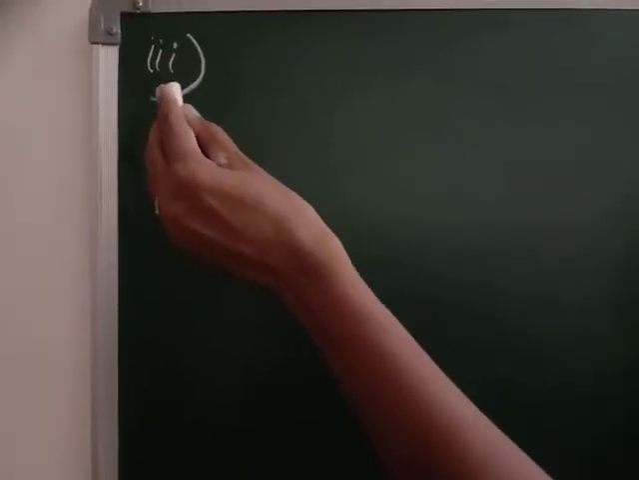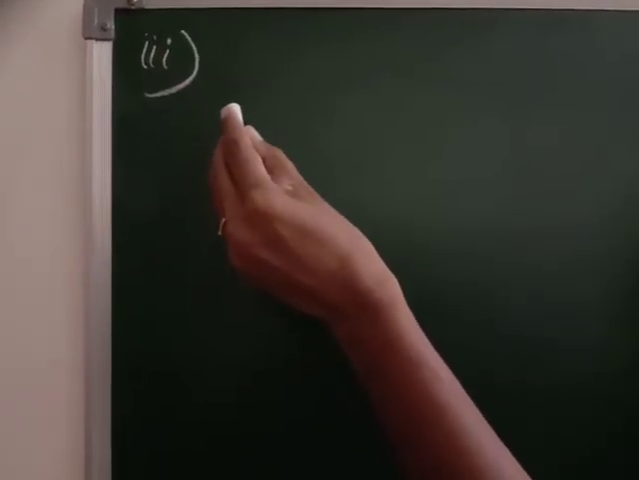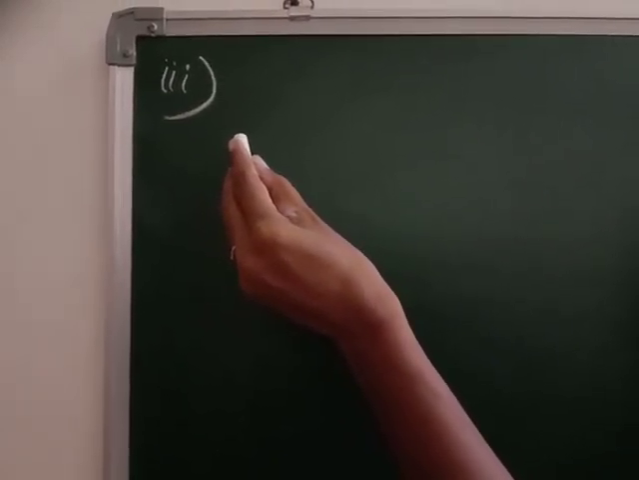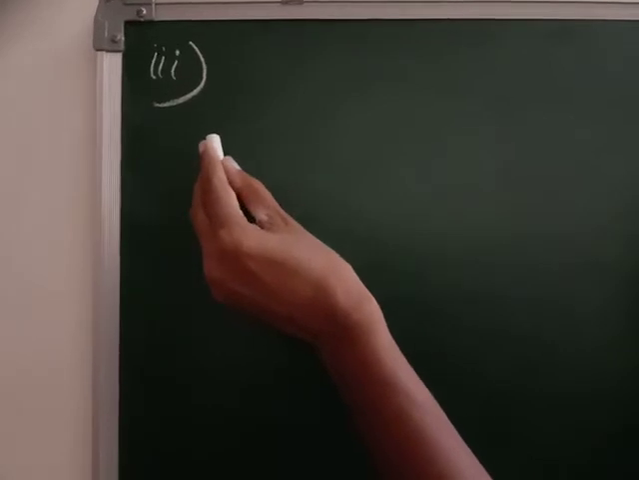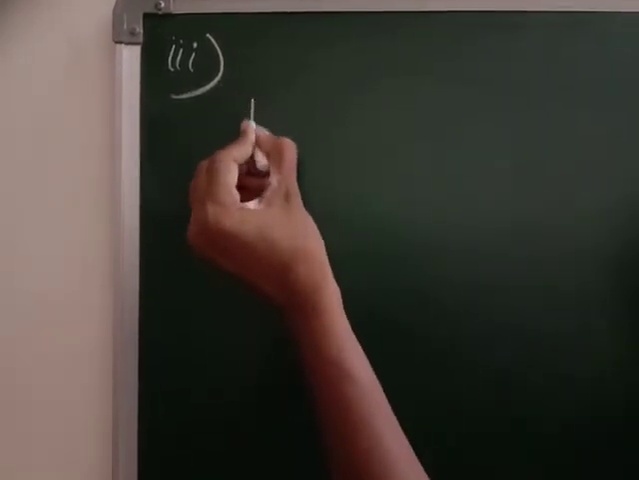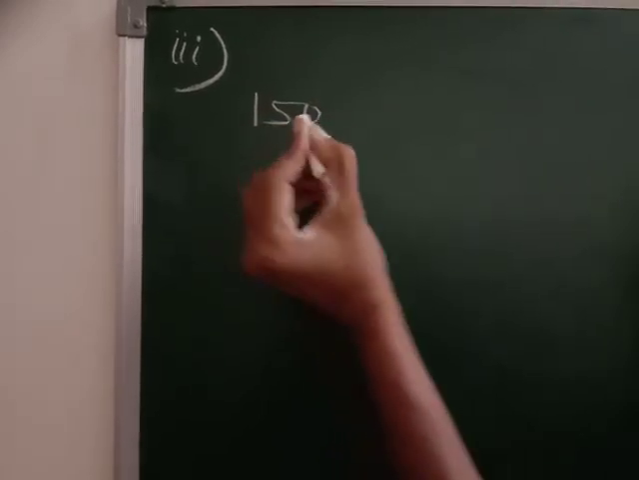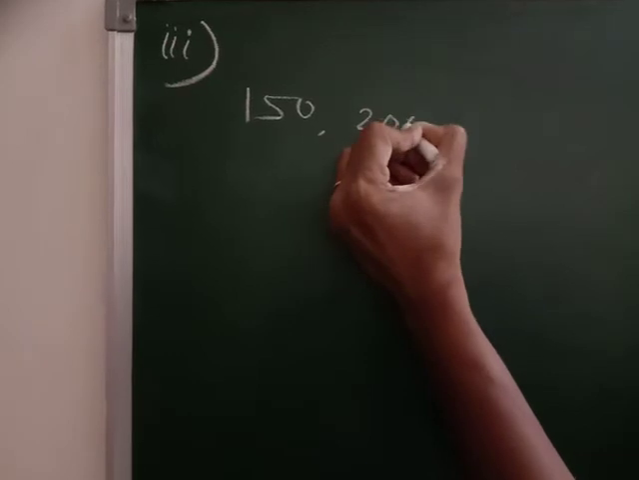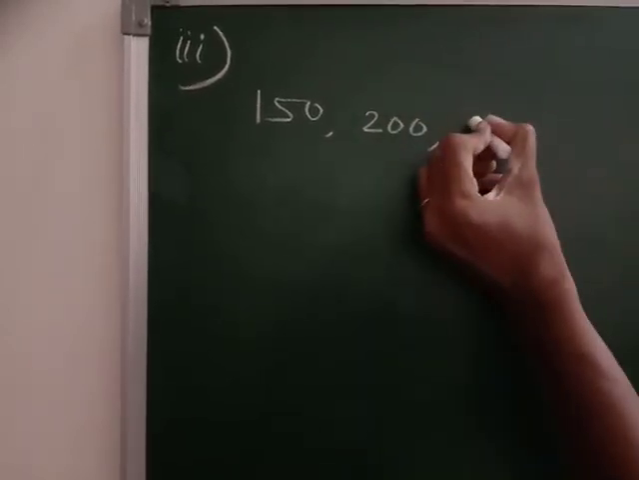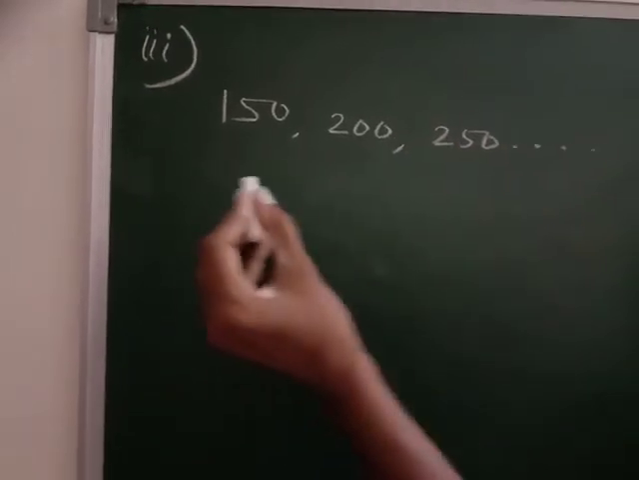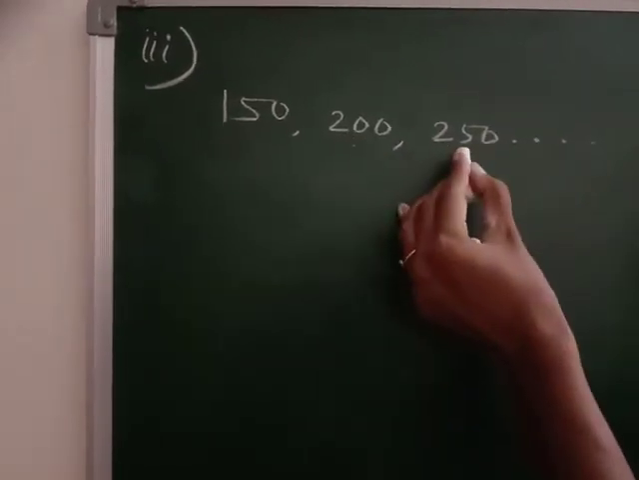Third, the cost of digging a well after every meter of digging, when it costs rupees 150 for the first meter and then 50 is increased for each meter. So the first term is 150. After that, it increased by 50, so it will become 200. Again increased by 50, so it will become 250 and so on. So first term, second term and third term.